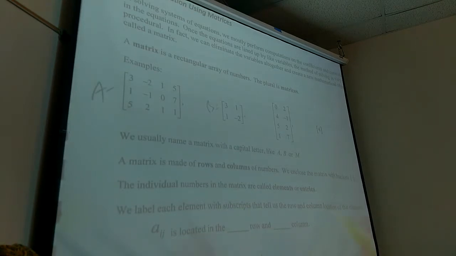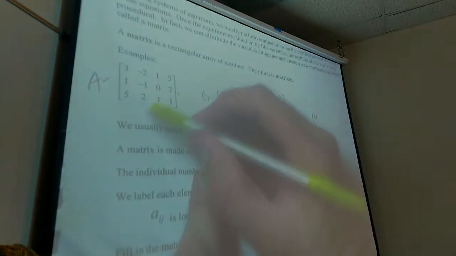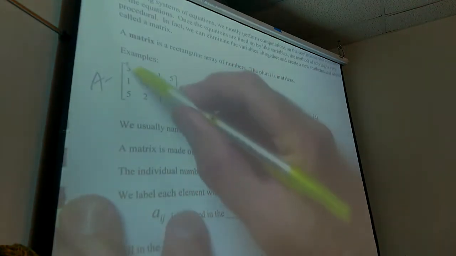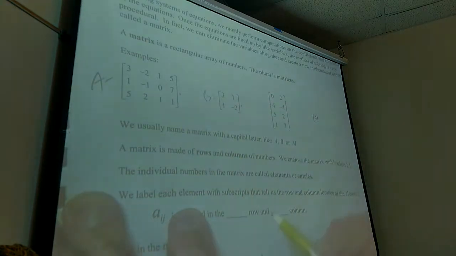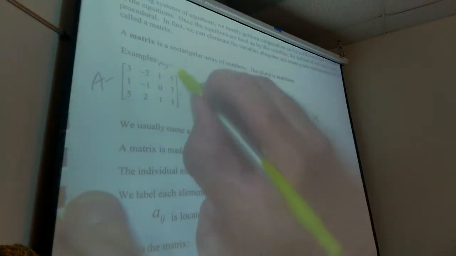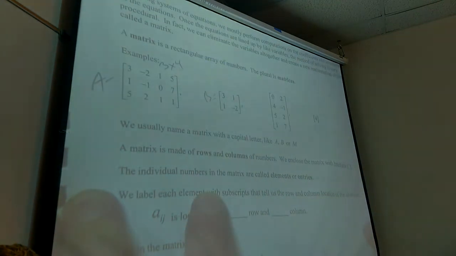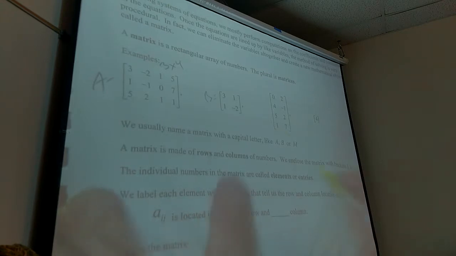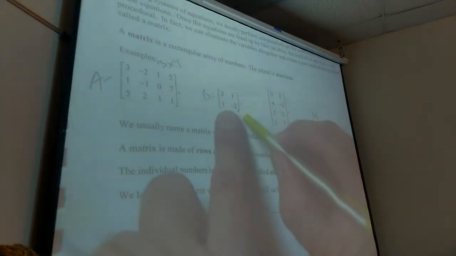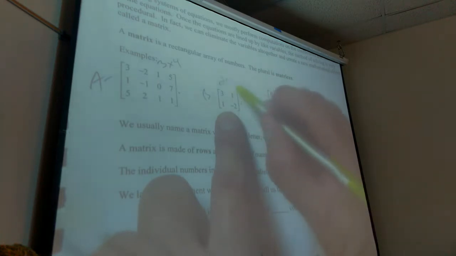Okay. So notice that a matrix has rows and it has columns. How many rows does this have? 3. And how many columns? So I would call this a 3 by 4 matrix. Like a 2 by 4 piece of wood. It's the dimensions of the thing. So how big is this? You almost can't go wrong. 2 by 2. How big is this?